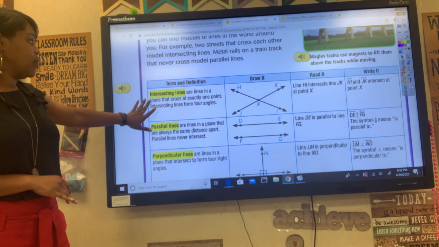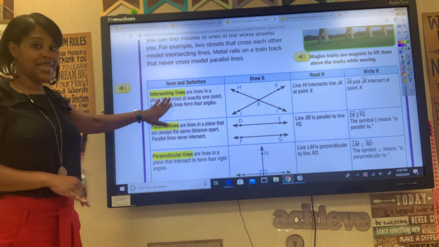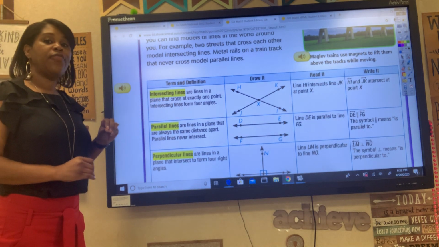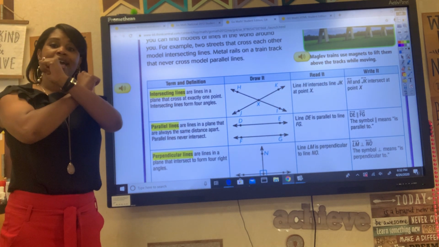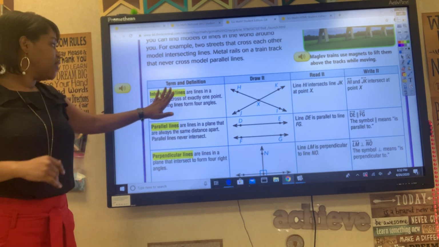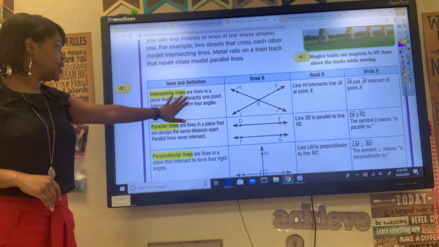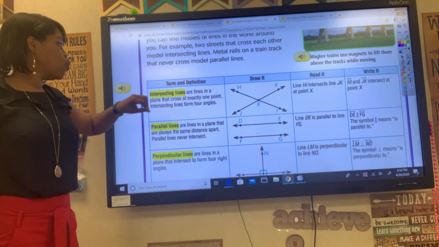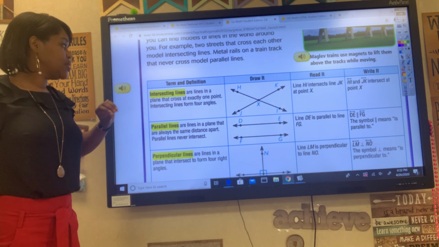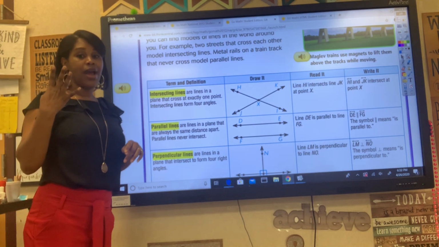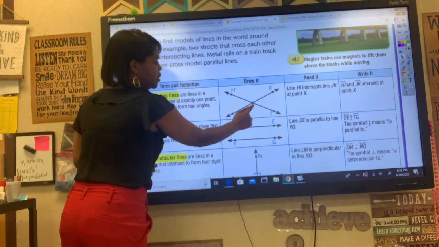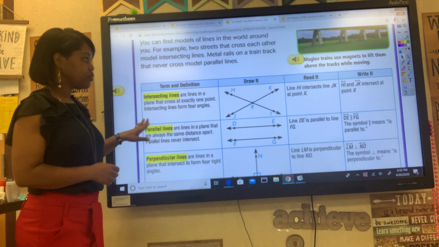The first one we want to take a close look at is intersecting lines. So intersecting lines do exactly what that word says. They intersect or they cross each other. The definition says intersecting lines are lines in a plane that cross at exactly one point. Intersecting lines form 4 angles. So this is an angle, this one, here, and here. 1, 2, 3, 4 angles.